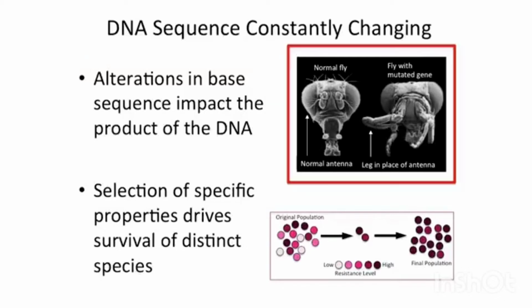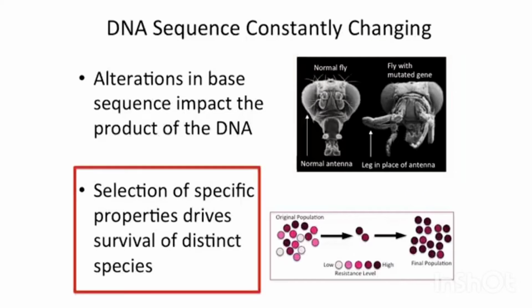On the left of the image is a normal fruit fly. Its antennae are normal. But if you change just one base pair in a gene that's involved in developmental processes of flies, you end up with a leg in the place of antenna, which is shown on the right. So just a single base pair change can have an impact. It's very important to pay attention to what the sequence is and what it means.